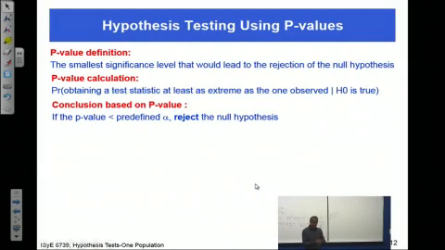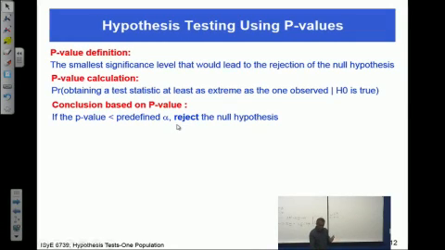How can we calculate that? Probability of obtaining a test statistic at least as extreme as the one observed, given H null is true. This sign here means conditional probability. I will show you what this means, but let me first say how we evaluate our hypothesis testing using the p-value. If the p-value is less than alpha, the confidence level, then you reject the null hypothesis. That's how we use it.